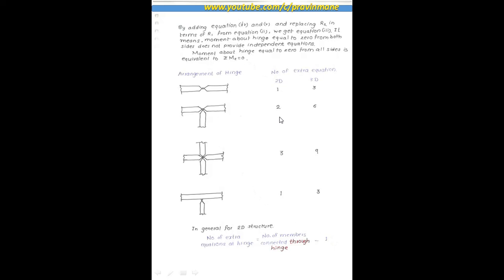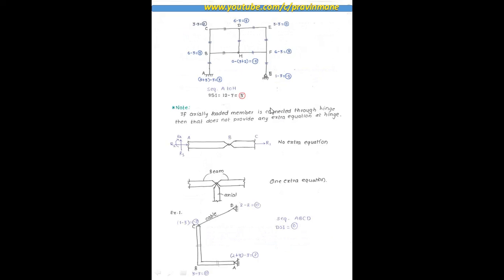So this will be the example. If an axially loaded member is connected through a hinge, then that does not provide any extra equation at the hinge. So, no extra equation. This one is axially loaded, so no extra equation. This is not axially loaded, so 1 extra equation.